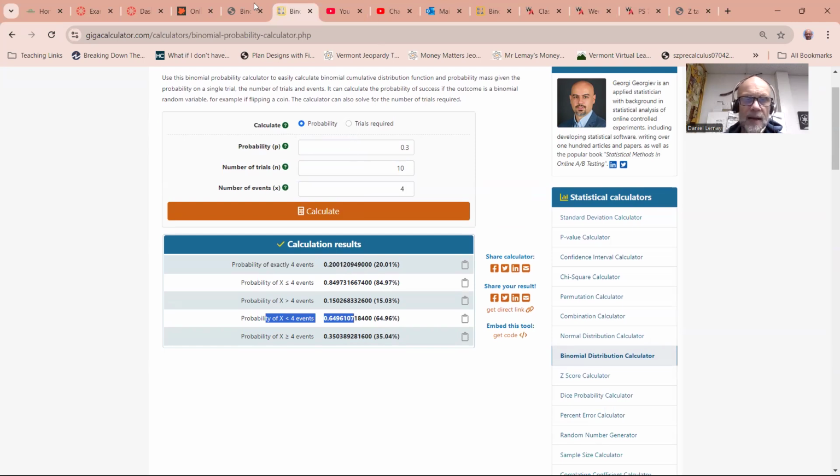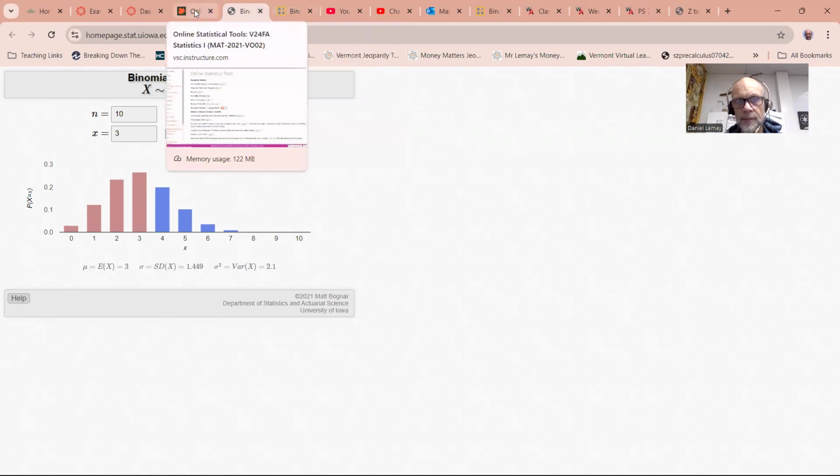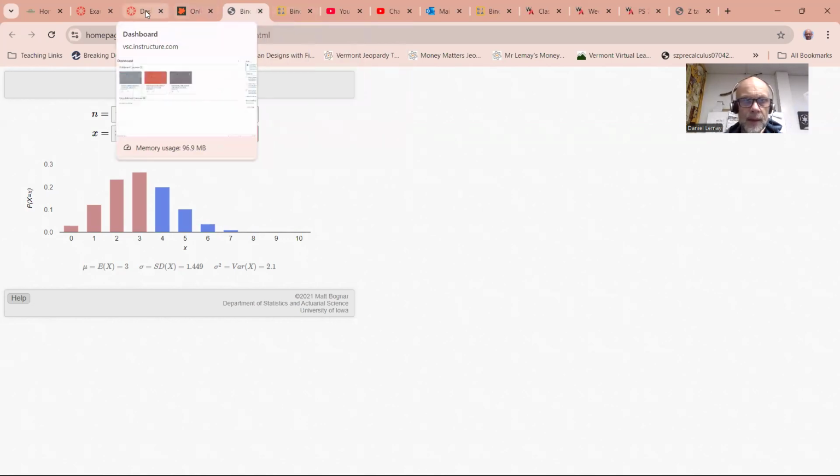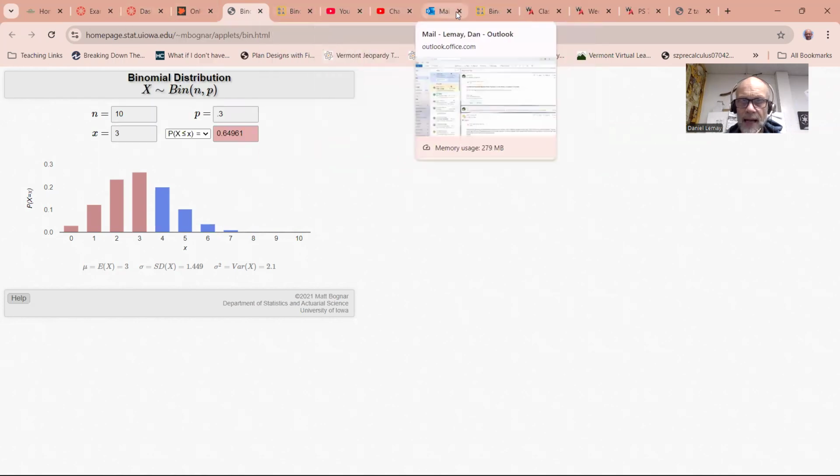So that probability is 0.6496. If we go back to that histogram, 0.6496. See how we're getting that same answer? So when it's less than, that's the one you'd want. That's how that GigaCalc calculator works. Okay, so hopefully that's convincing.